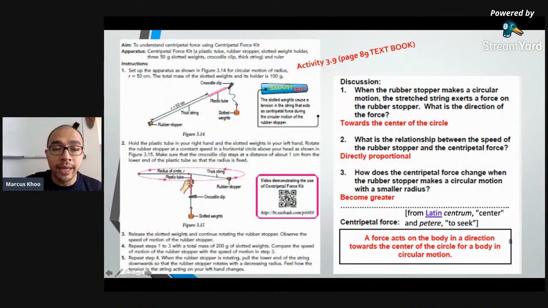Because if the crocodile clip goes up and down, that means the radius is always changing. We don't want that. You need to turn it in such a way that the crocodile clip stays in place.